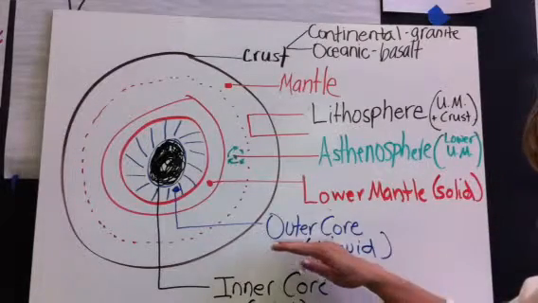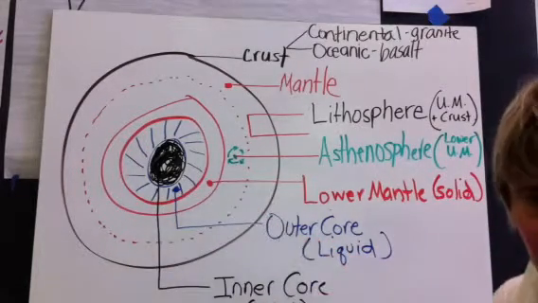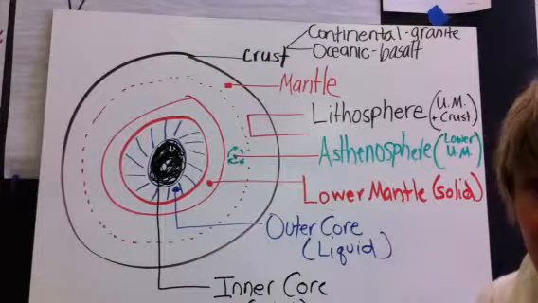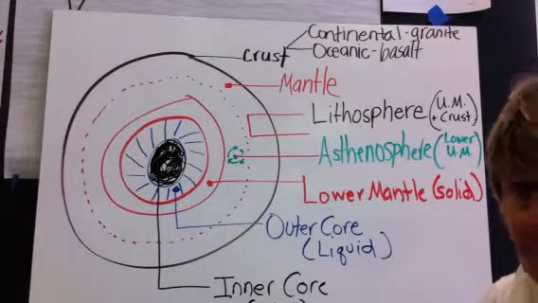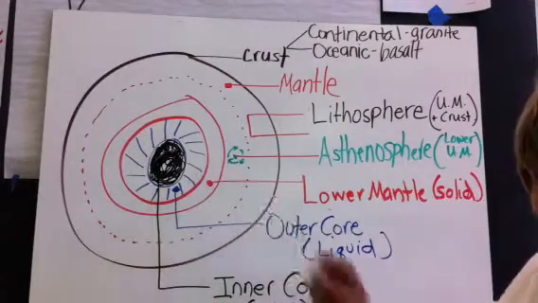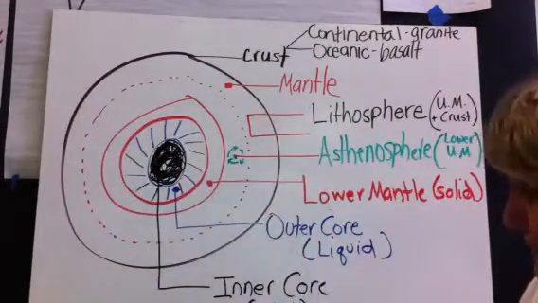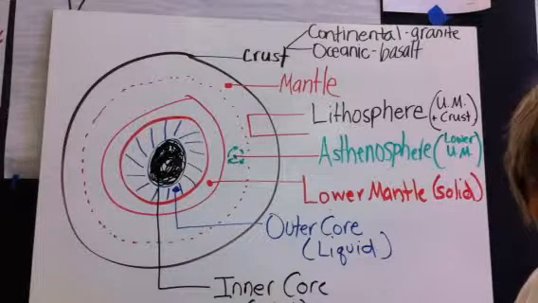Now, below the lower mantle, we have the outer core. It is liquid. It is the only layer that is completely liquid, the outer core. And in the very center, we've got the inner core, and it is completely solid.